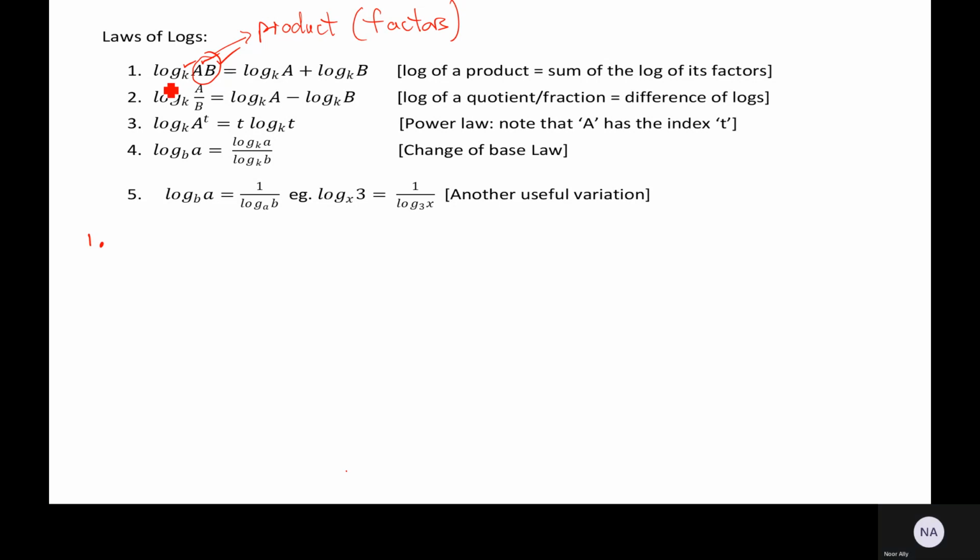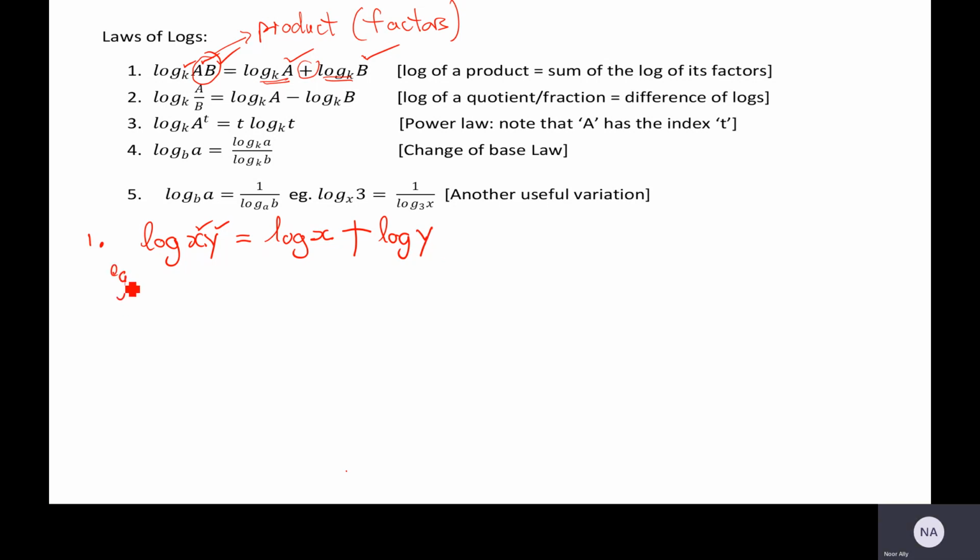And that can be separated into the log of the first factor A to the base k plus the log of the second factor B to the base k. So for example, if I give you log of x times y is a product, there's two factors, then I can separate that because that's the standard logarithm to the base 10. I can say that is the log of the first factor x plus the log of the second factor y.